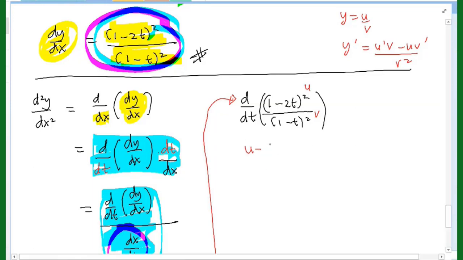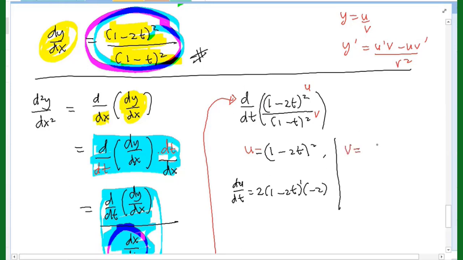Okay, 1 minus 2t squared. And then differentiate. Okay, du/dt, differentiate. 1 minus 2t to the power 1, differentiate, 1 minus 2t gives negative 2. Settle for u. Okay, for v, v is equal to 1 minus t squared.